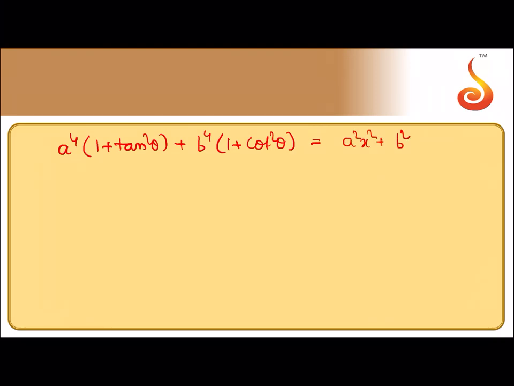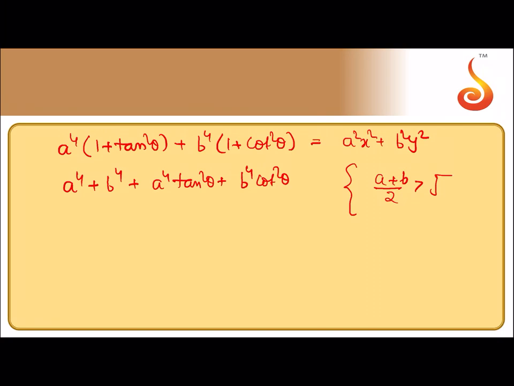I'll take the next sheet. So a to the power 4 secant square theta can be written as 1 plus tan square theta, plus b to the power 4 into 1 plus cot square theta. So this is nothing but what we are writing as a square x square plus b square y square. This is a to the power 4 plus b to the power 4, a to the power 4 tan square theta plus b to the power 4 cot square theta.